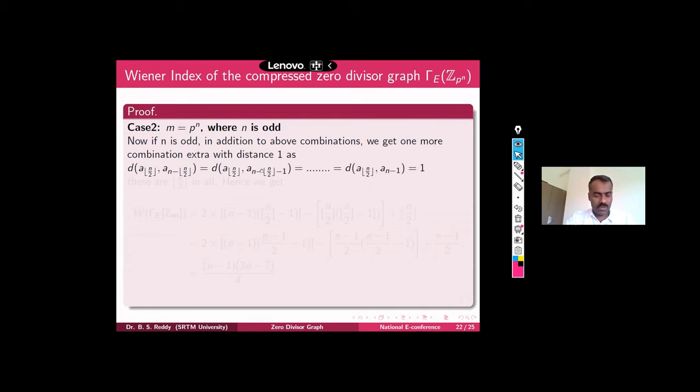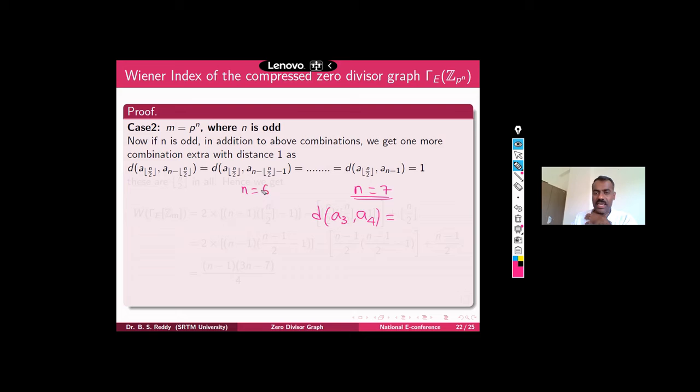Now just to understand this one, you take, for example, n is equal to 7. So if you take n is equal to 7, then what is this one here? This is n by 2, which is 3.5. So you have a3, then 7 minus 3, which is a4. In this case, you can check that this distance is 1.